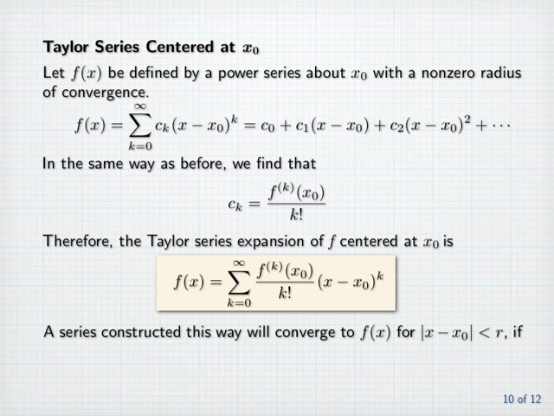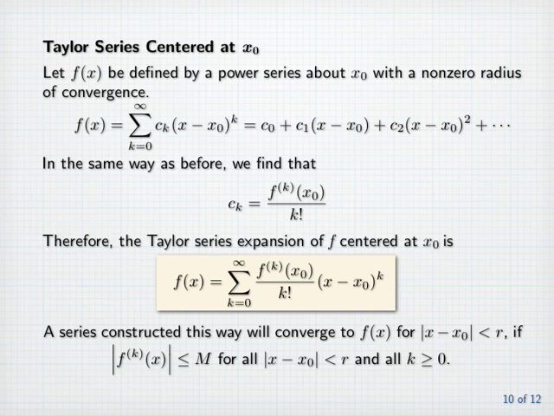A series constructed in this way will converge to f of x for absolute value of x minus x0 less than r if the absolute value of the kth derivative of f is less than or equal to a constant capital M for all absolute value of x minus x0 less than r and all k greater than or equal to 0. This statement is analogous to the theorem that we previously stated for Taylor series centered at 0.